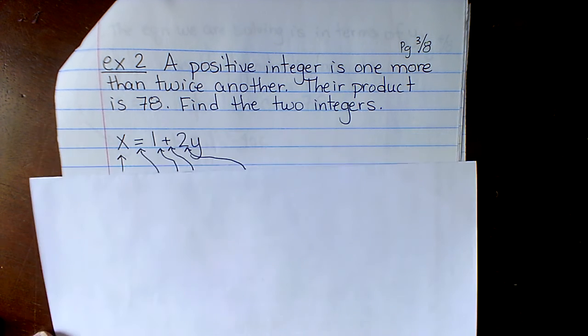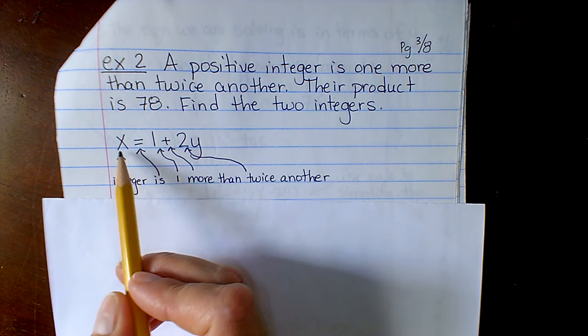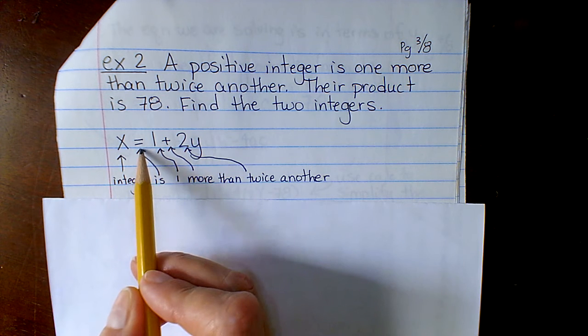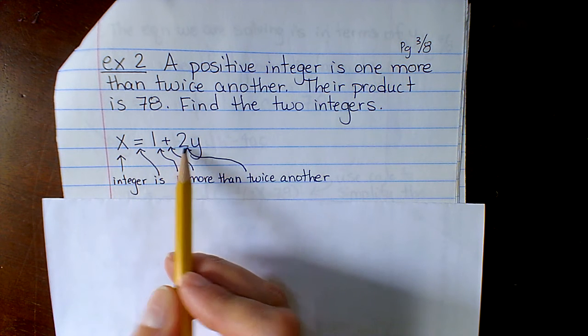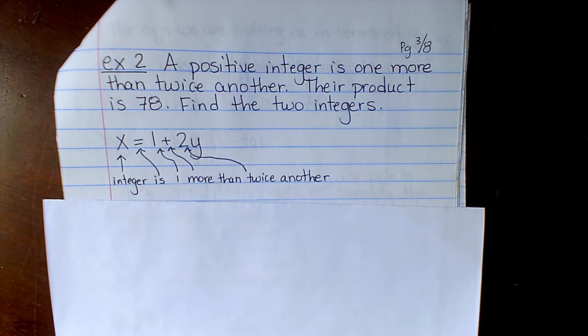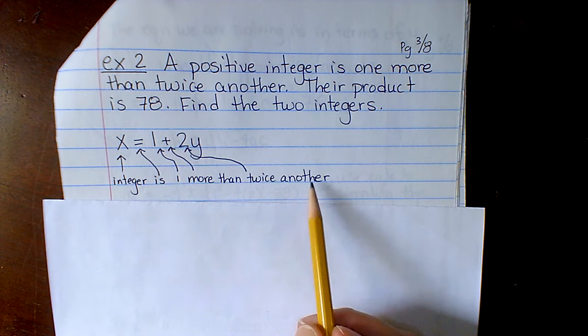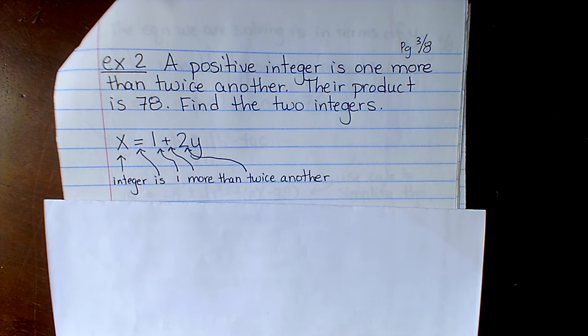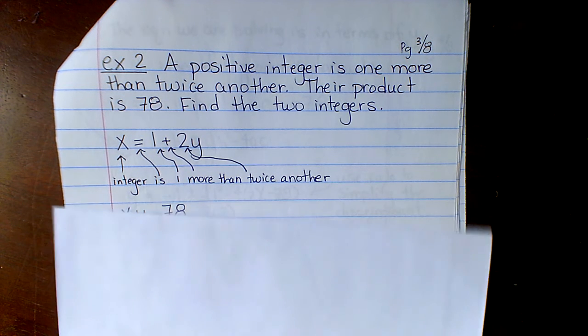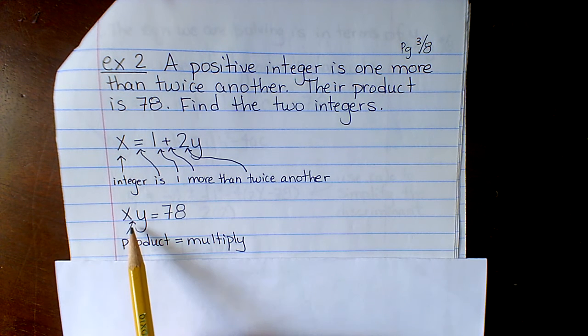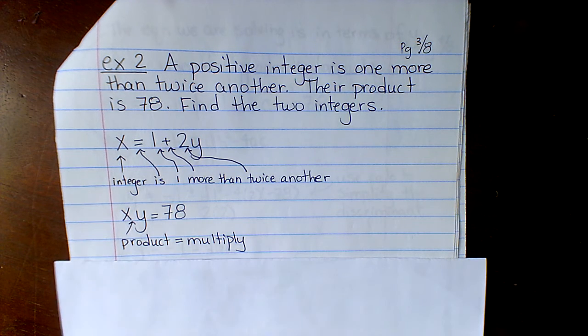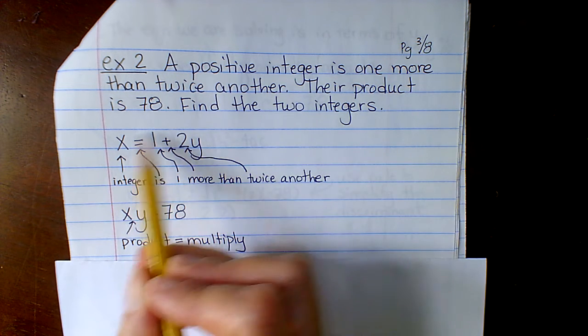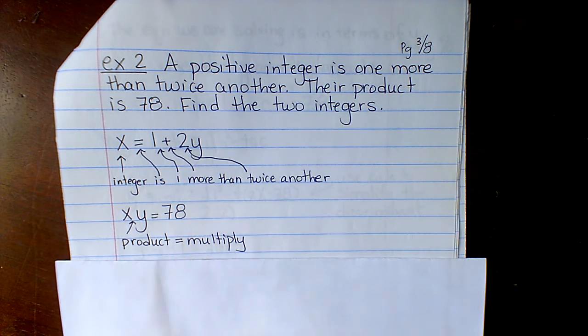All right, we got to set up an equation here. So, a positive integer is one more than twice another. Remember, twice means 2 times. So I'm showing you how this English translates into this math. Now at this point, I am using 2 variables, x and y. I'm going to compress it into one variable though. Their product, that means multiply, is 78. So the first sentence was this equation. My second sentence is this equation.